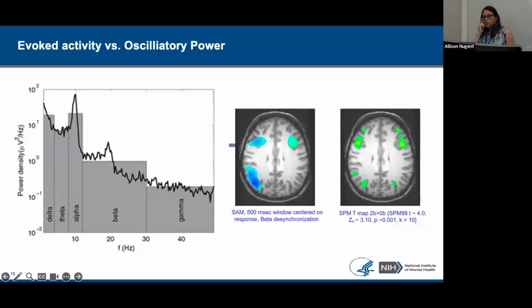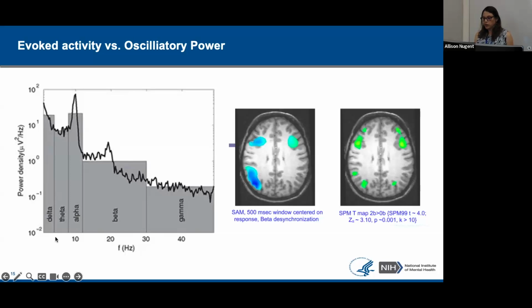Okay. So when we talk about measuring brain signals, we usually talk about two different broad categories of responses that we look at in the brain. So I just showed you an example of an evoked response. These are timed and phase locked to the stimulus. But there's another type of response, an induced power response, that I want to talk about.